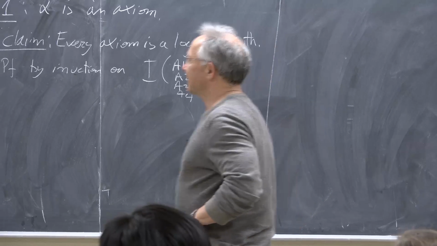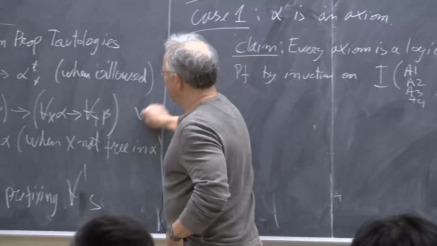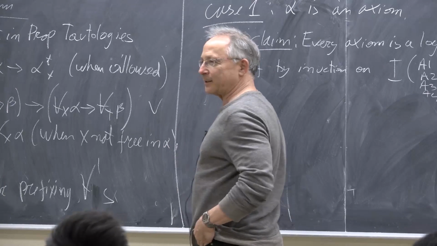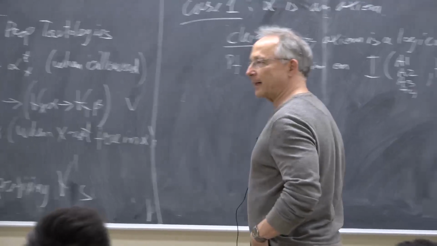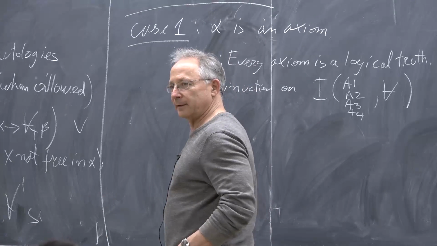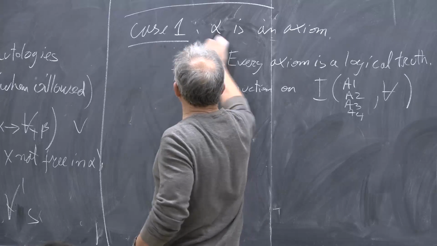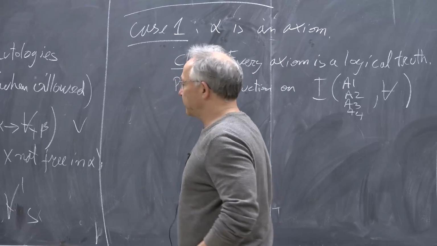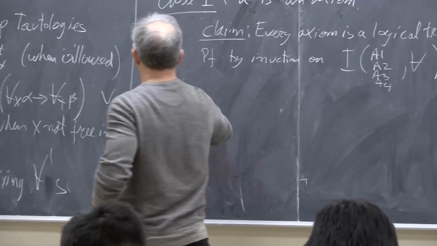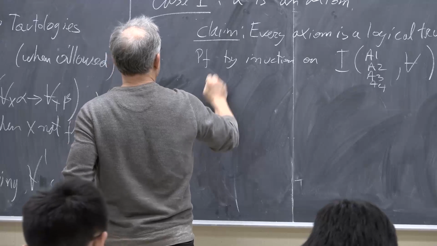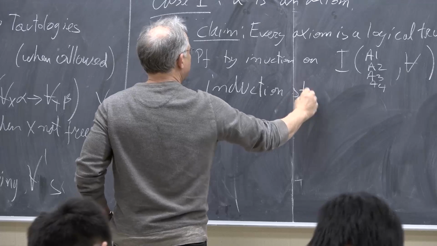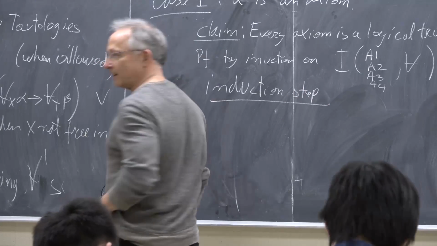Okay. So we did this. Now we need to check this, which I leave you as an exercise for yourself, just because of lack of time. Now to finish the axioms, we need to see the closure. So to finish case 1, where alpha is an axiom, we have to see the closure under for alls. So the induction step. This is the induction step of case 1 of the base case.